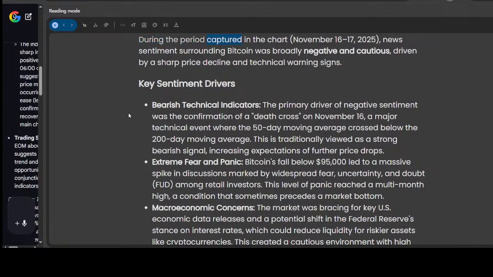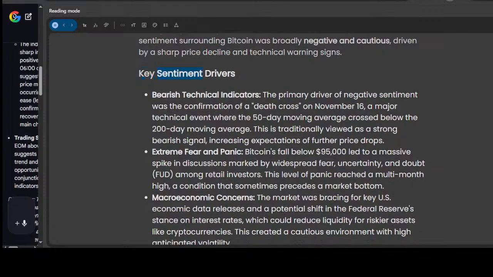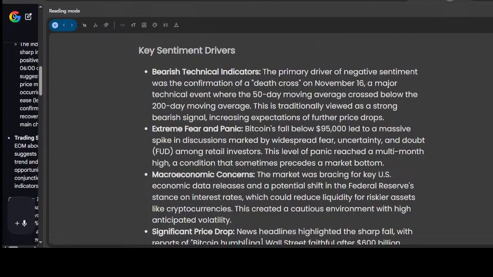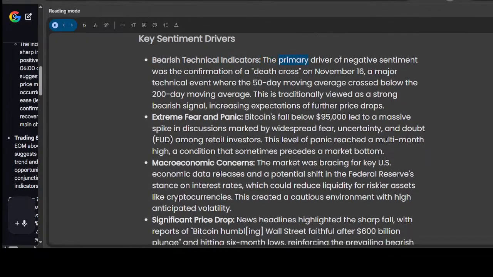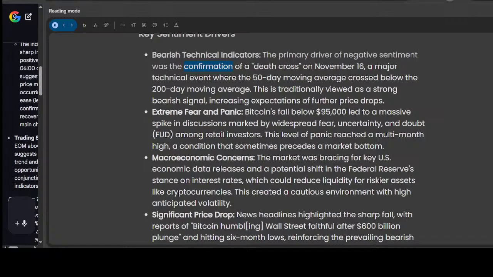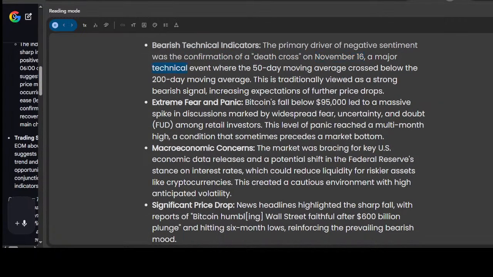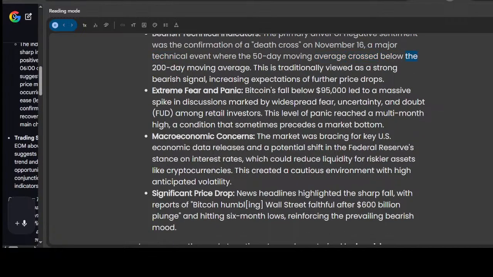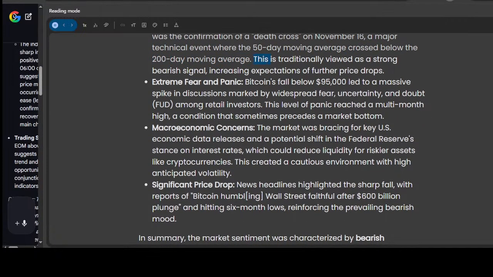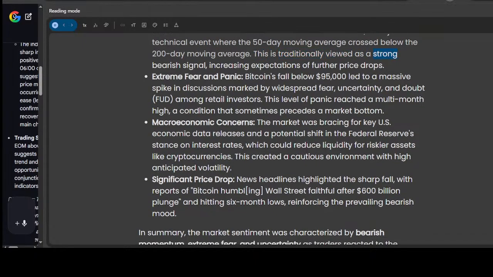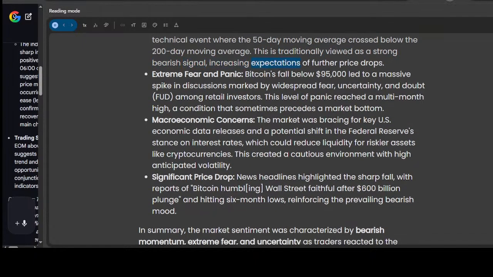During the period captured in the chart, November 16 to 17, 2025, news sentiment surrounding Bitcoin was broadly negative and cautious, driven by a sharp price decline and technical warning signs. Key sentiment drivers: bearish technical indicators. The primary driver of negative sentiment was the confirmation of a death cross on November 16th, a major technical event where the 50-day moving average crossed below the 200-day moving average. This is traditionally viewed as a strong bearish signal, increasing expectations of further price drops. Okay, so this is how you will perform. There is a base64 encode and decode method, so you have to follow this way: you have to encode, and then finally you have to decode.